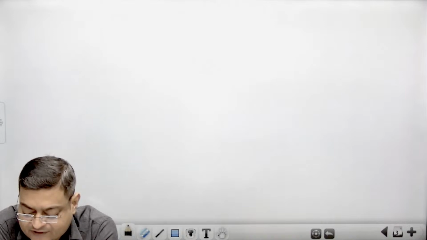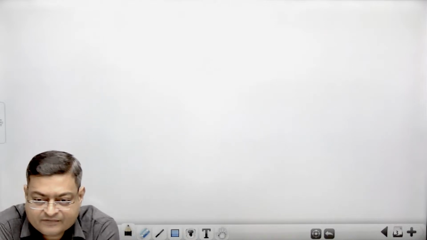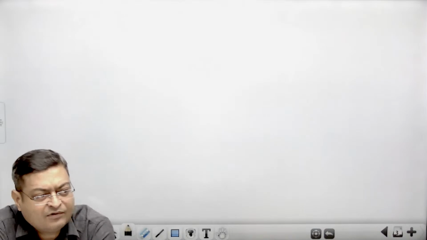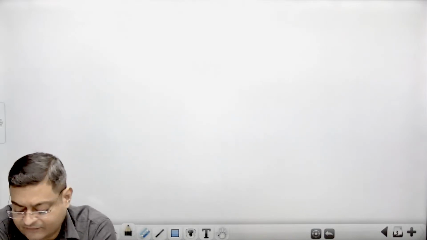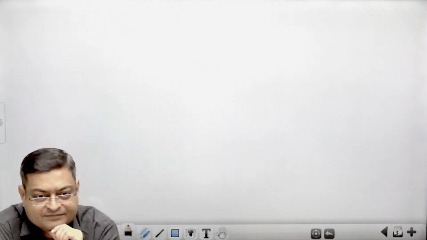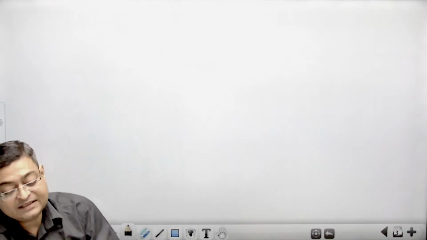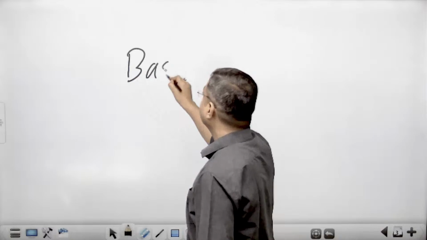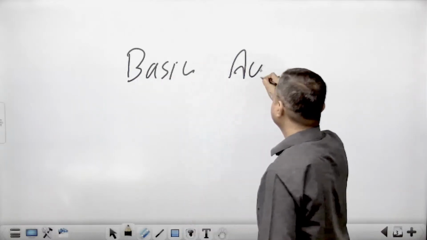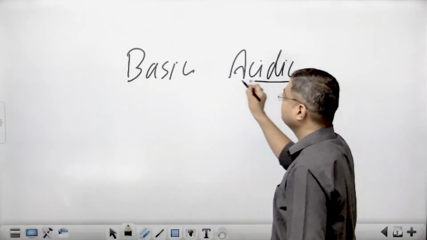See, there is a difference between magma and lava. What is magma? It is molten rock. If it is lying below the surface, it is magma, and when it comes out to the surface, it is lava. But if you go by the chemical composition, this magma is again divided into two types: basic and acidic.